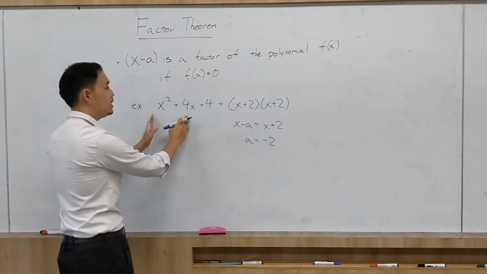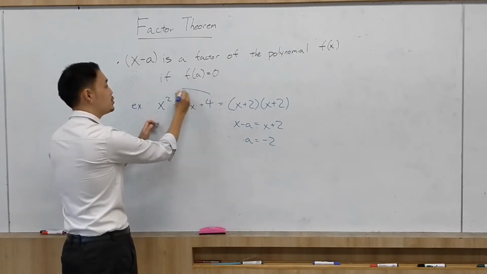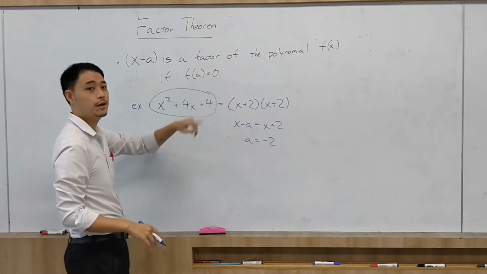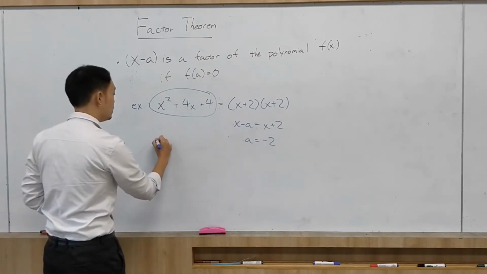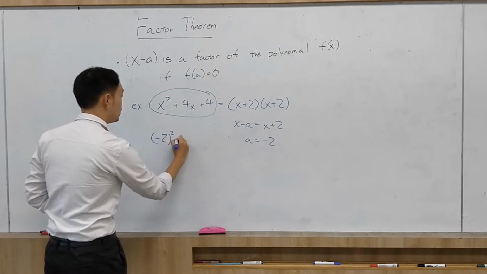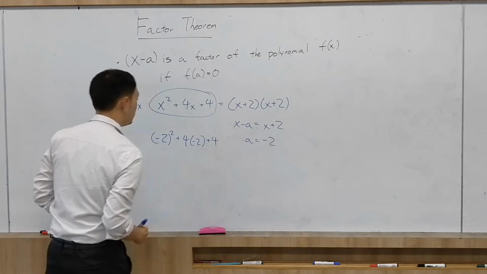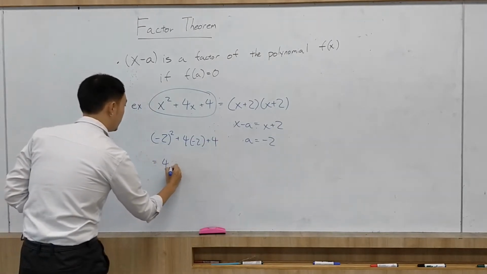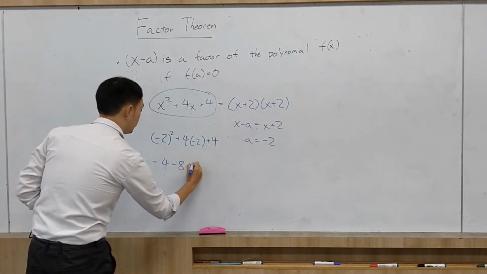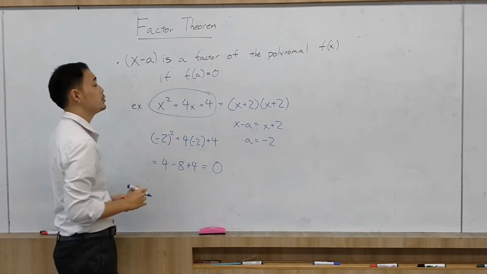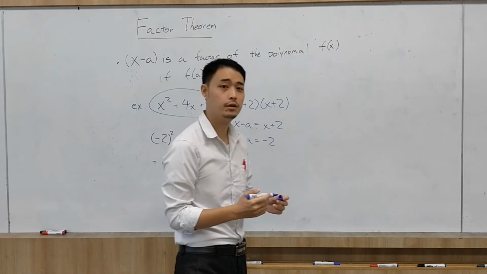If I plug my negative 2 into this equation, what I should end up with is something equal to 0, because that's what the factor theorem says. So let's do a quick check. If I do negative 2 squared plus 4 times negative 2 plus 4, that's the same as 4 minus 8 plus 4. That is indeed 0. Right? So the factor theorem is, again, just an extension of the remainder theorem.